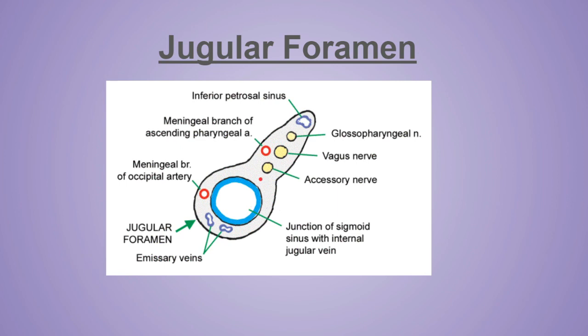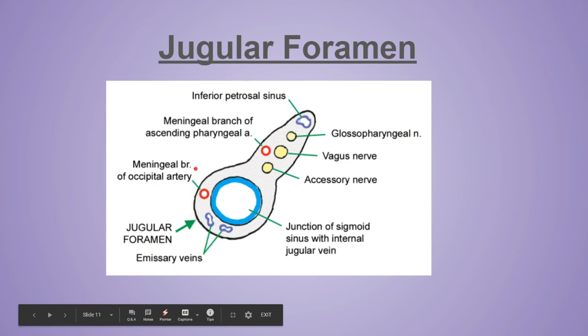And through the posterior part we have the internal jugular vein, the junction of the sigmoid sinus with the internal jugular vein, the meningeal branch of the occipital artery, and some emissary veins also, but mainly the meningeal branch of the occipital artery and the internal jugular vein and sigmoid sinus.